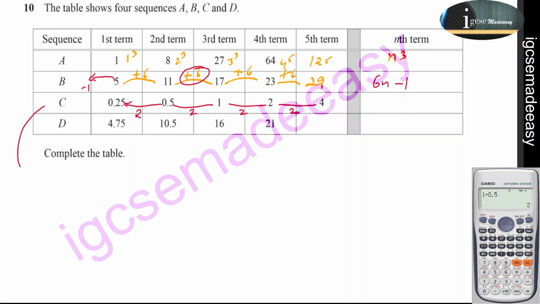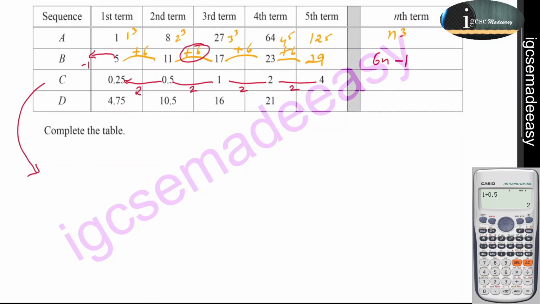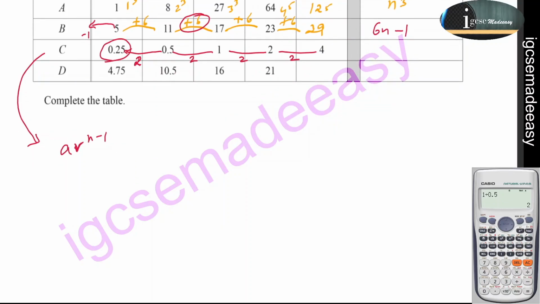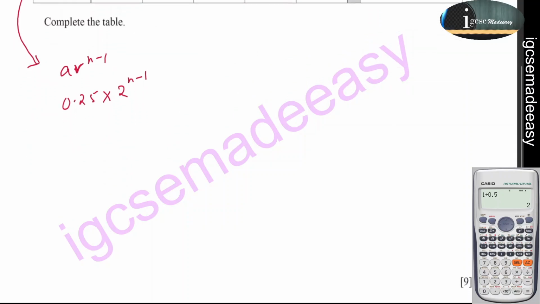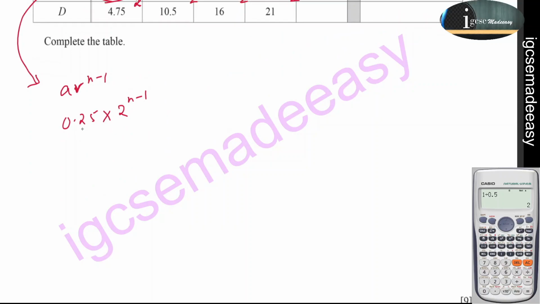So we can use a formula. When the case is a geometric sequence, we can use the formula a times r to the n minus 1, where r is the common ratio. This is 2, that is r. So a is the first value, 0.25, times r, the common ratio, that is 2, to the n minus 1, right? To further solve this, we can write 0.25 as 25 by 100, or we can also write it as 1 by 4.